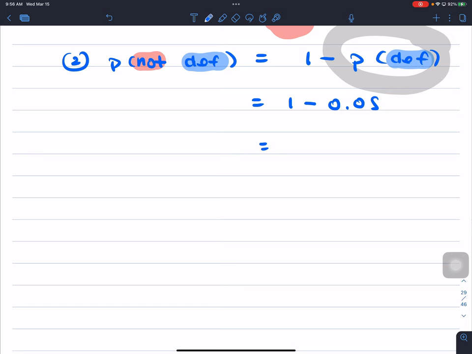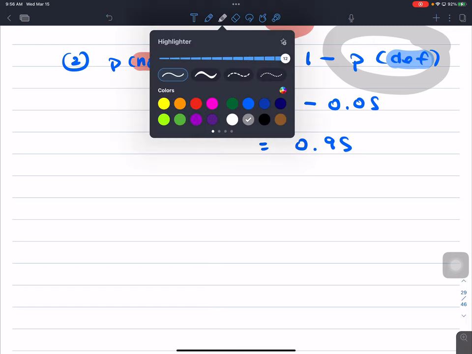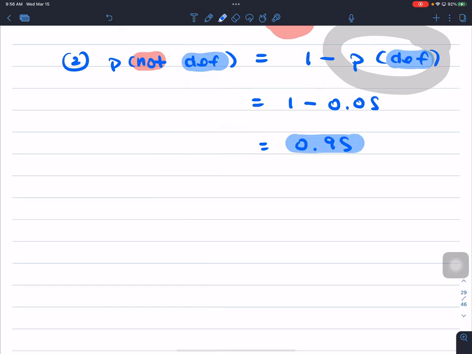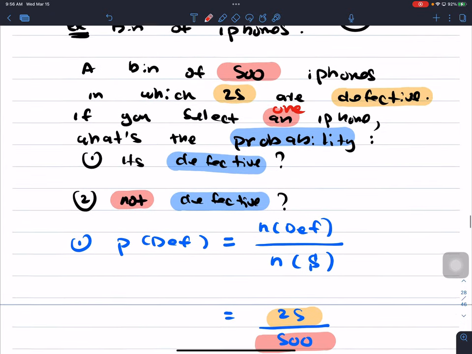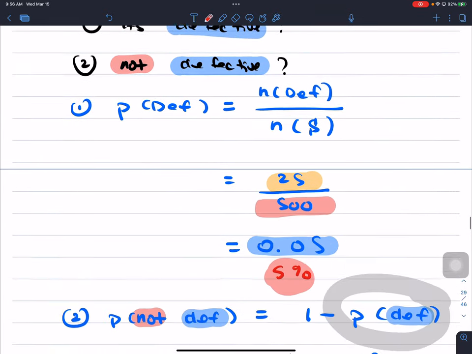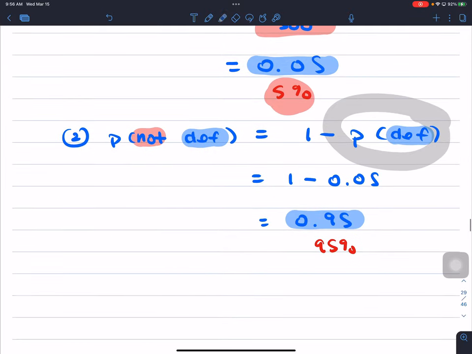A dollar minus a nickel? I don't even have to use my calculator for this, ladies and gentlemen. I'm going to show off. Isn't that 95? Isn't that 95 cents? 0.95? Okay. That's the probability of not being defective. 95 percent. You guys okay with that one? There it is. Easy peasy, lemon squeezy.